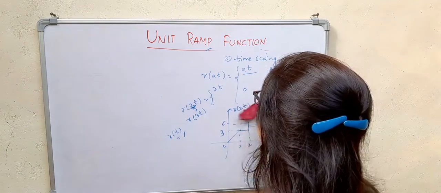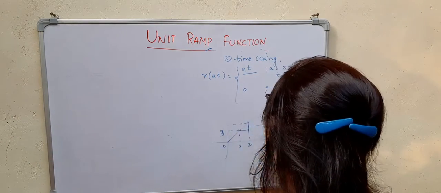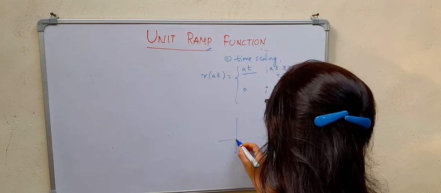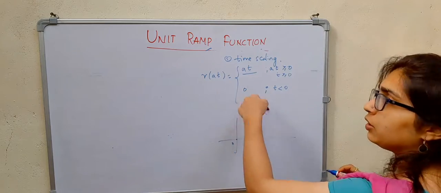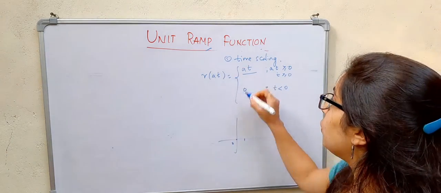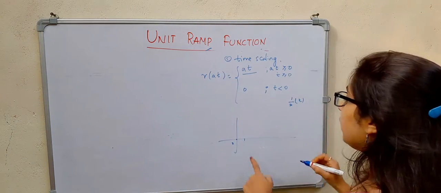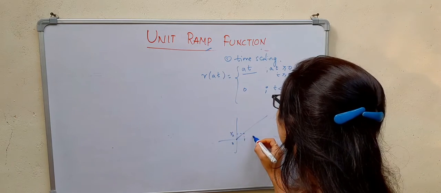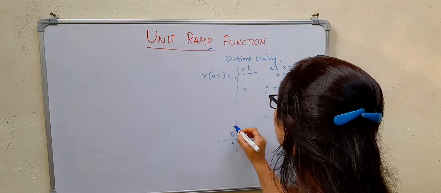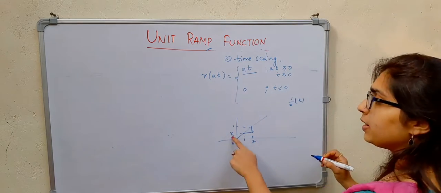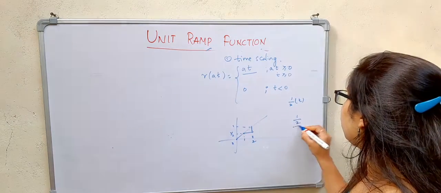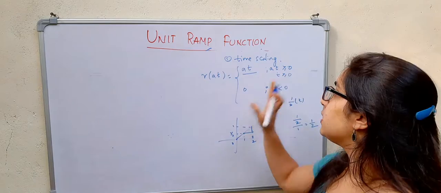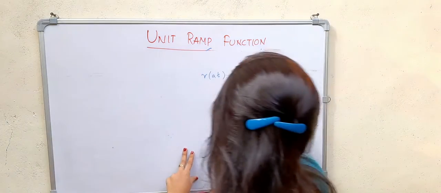Okay. Likewise, if I consider r of t by 2, so 0, at 1, t by 2 means a is equal to 1 by 2. Okay. So at t is equal to 1, you will have 1 by 2. This is your 1 by 2 value. And at 2, you will have 1. Okay. So what will be the slope? 1 minus 1 by 2, that is 1 by 2 divided by 1. So the slope is 1 by 2 in this case. Okay. This is the time scaling of your ramp function.